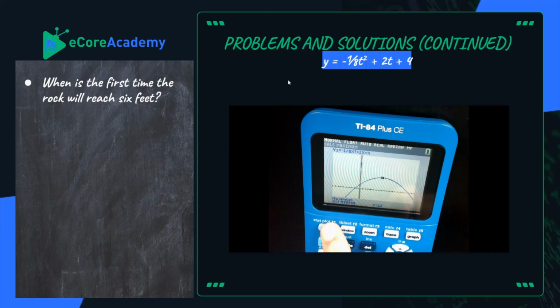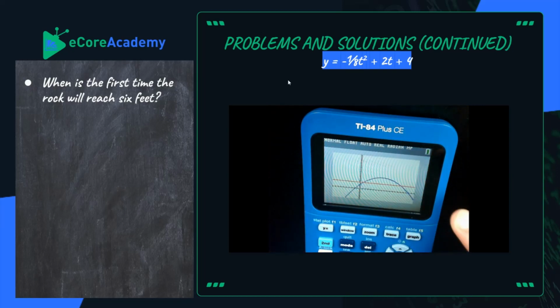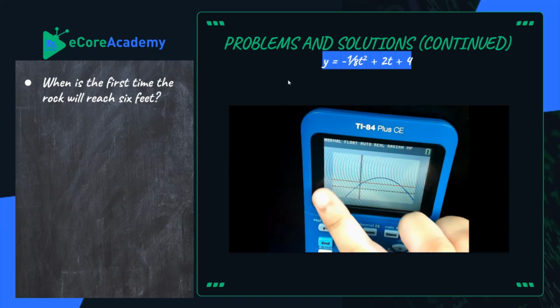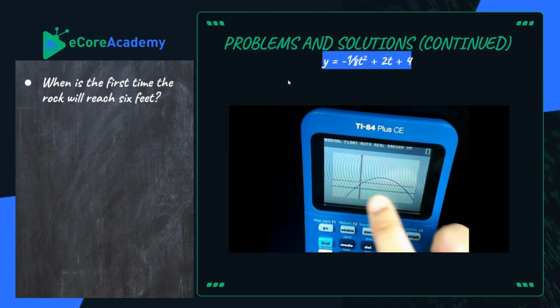I'll show you exactly how. Go to your y equals and go to y2 and type 6 in, because we're asked when's the first time the rock will reach 6 feet. And if you graph, you'll see that this red line representing your y equals 6 is graphed right through it, and it intersects the parabola at 2 points, 1 point over here and 1 point over here.